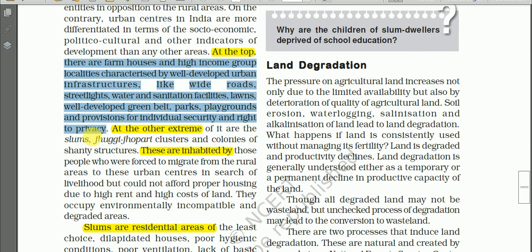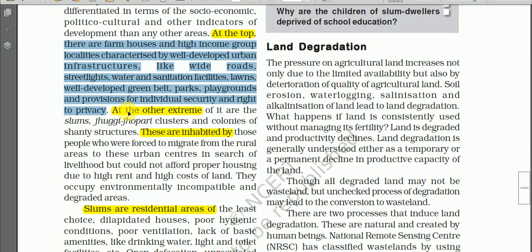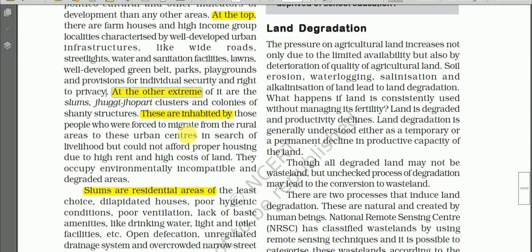On the other extreme, in the big cities, we have the slums or the jhuggi-jhoparis, clusters and colonies of shanty structures. On the other extreme, we have the slums, what we call jhuggi-jhopari in local parlance. Okay, so these are the shanty colonies.